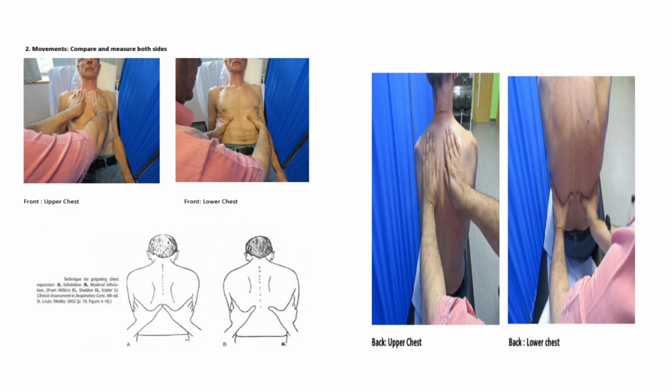This is the picture showing how we palpate or see the chest movements for anterior upper chest, anterior lower chest, posterior upper chest and posterior lower chest.